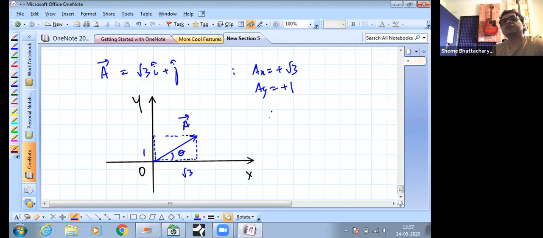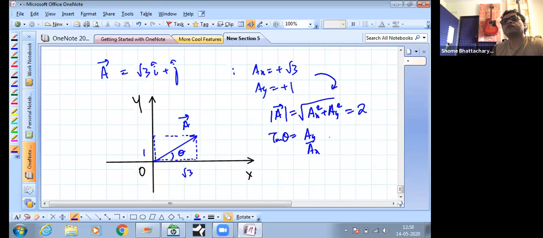So now we use the formula that the magnitude of the vector E is square root of x component squared plus y component squared, which will become 2 when you substitute this here. And tan theta is equal to y component divided by x component. You can see this is the y component here, and this is the x component here. So tan theta is perpendicular upon base, so it is 1 by root 3. That means theta is equal to 30 degrees.